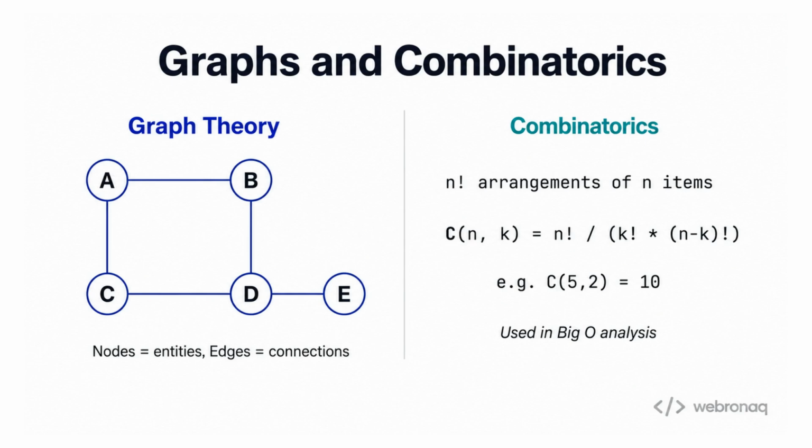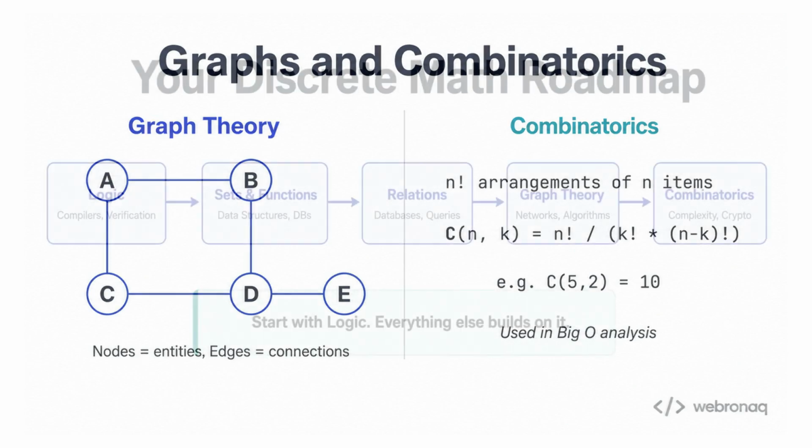Combinatorics is the mathematics of counting arrangements and selections. How many ways can you arrange n items? N factorial. How many ways can you choose k items from n? That is, C of n and k, which equals n factorial, divided by the quantity k factorial times n minus k factorial. This counting is exactly what you use when analyzing big O complexity. When you prove an algorithm visits n times n minus 1, divided by 2, distinct pairs, that is combinatorics in action. Next, let us put all 5 branches together in the final slide.